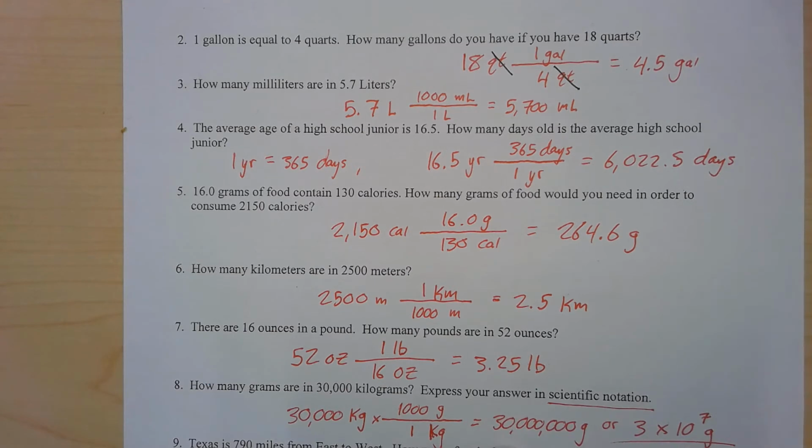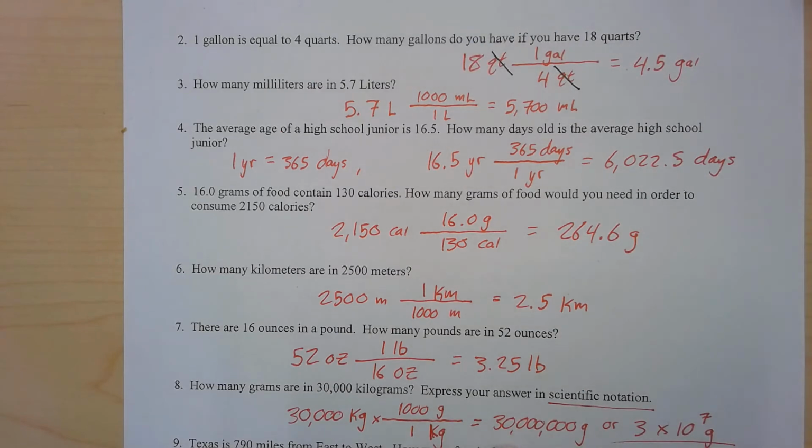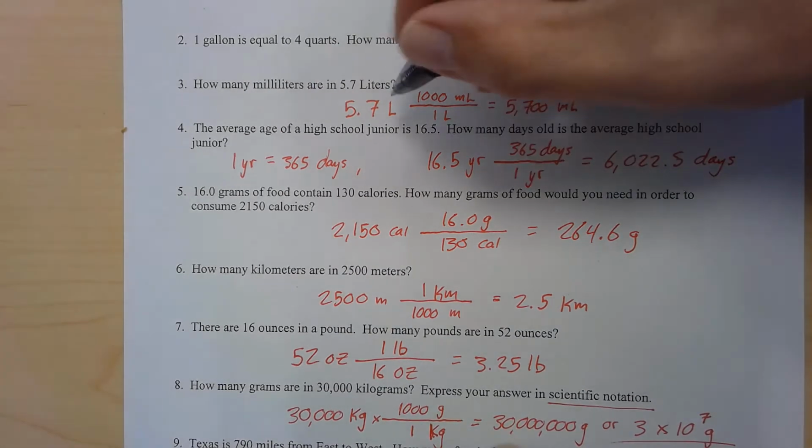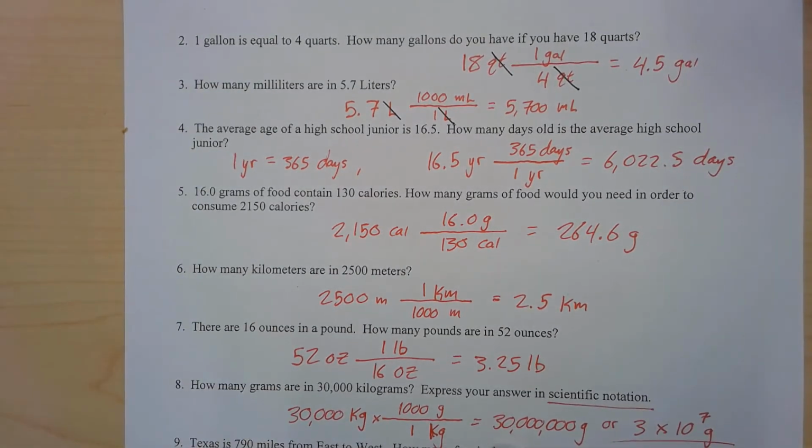Number 3, how many milliliters are in 5.7 liters? 5.7 liters is your starting point. You multiply it by a line, you put your conversion factor here, 1,000 milliliters is 1 liter. You know that's true because you can cancel the units, and you're left with 5,700 milliliters.